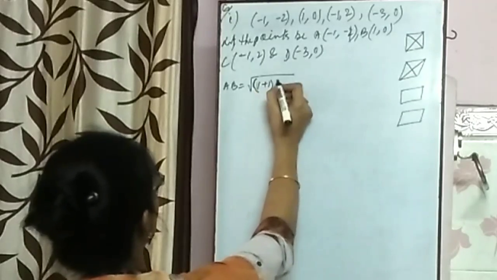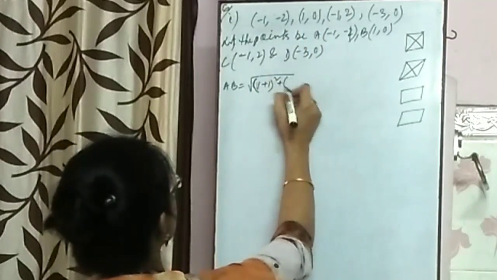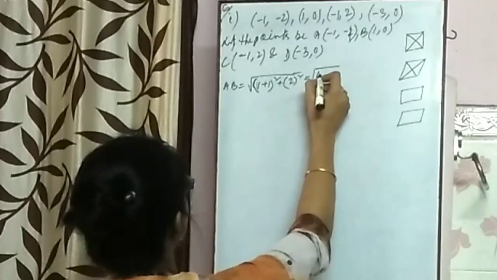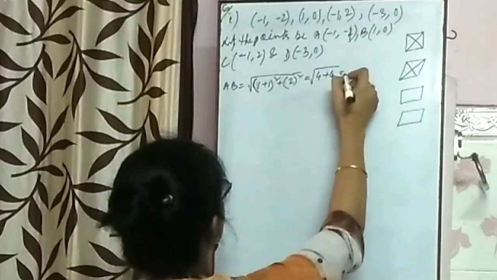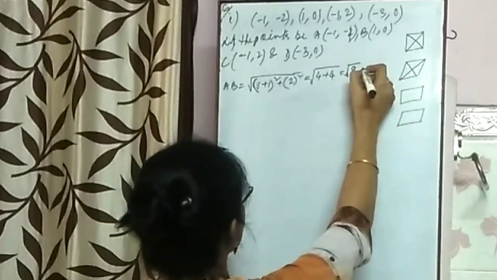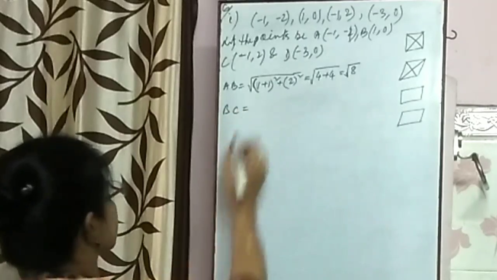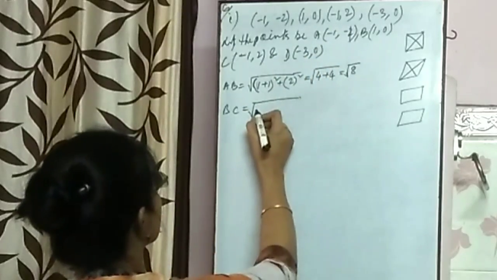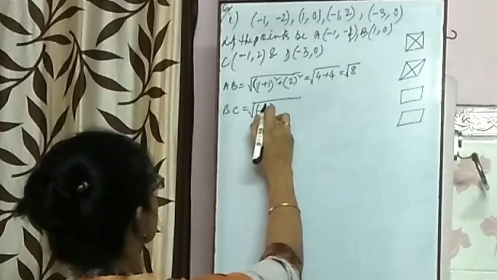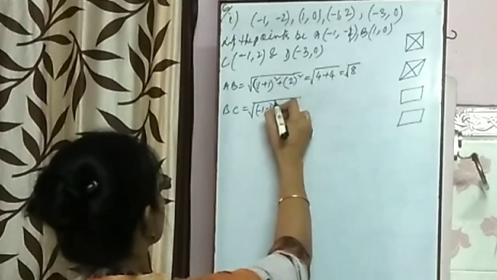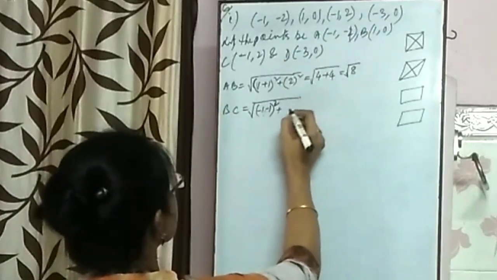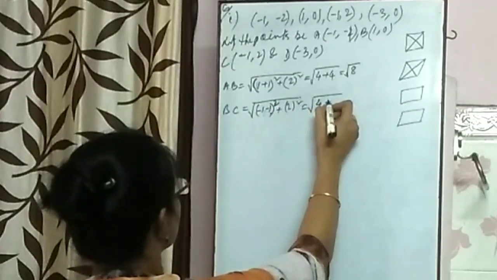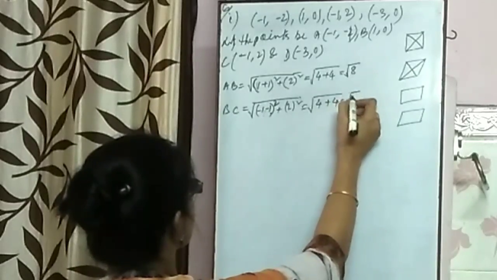So 1 plus 1 square plus 0 minus minus 2, it will be only 2 square. So 2 square, 4 plus 4, 8. You can leave it like that. If required, we will find the root. BC: minus 1 square, 2 minus 0, minus 2 square, it will be 4, here also 4, therefore it comes 8.